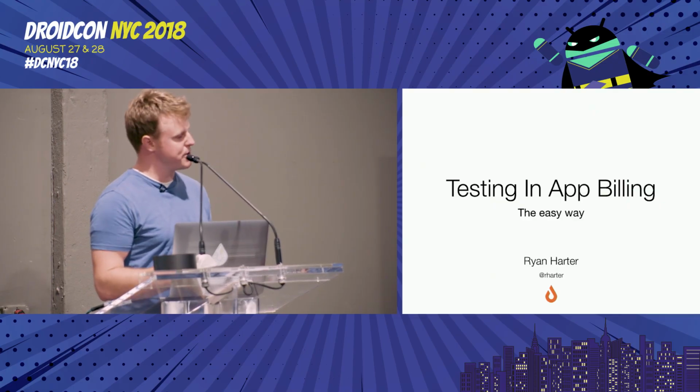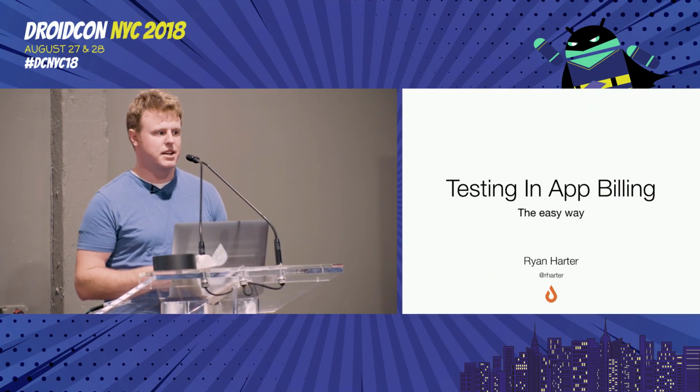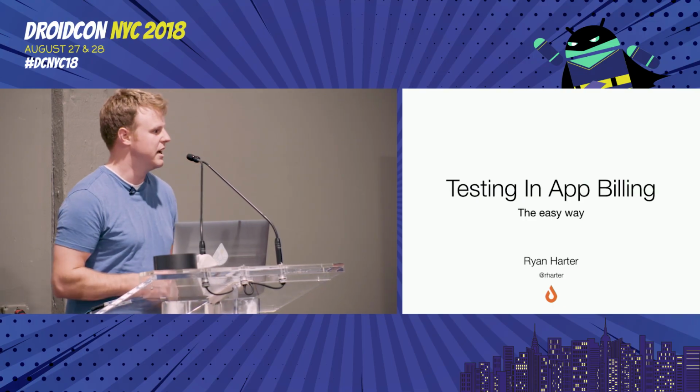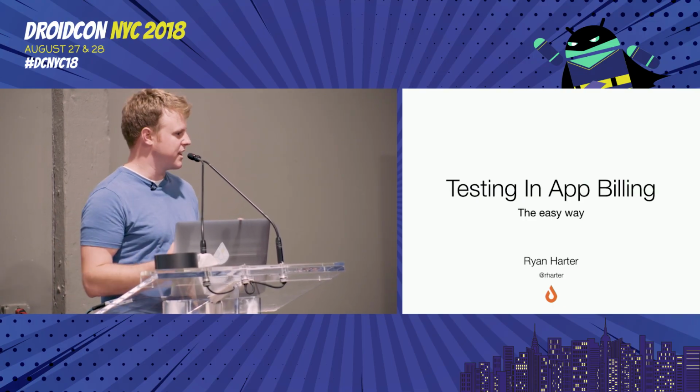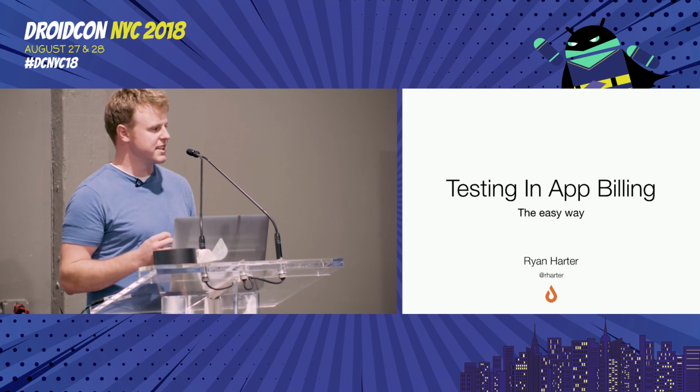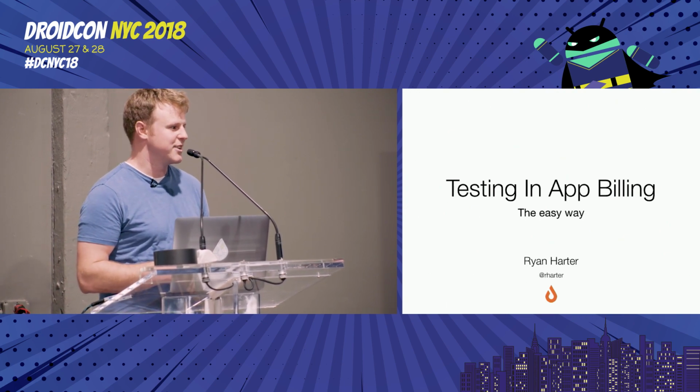So our primary app at Pixite, its primary revenue source is subscriptions, in-app subscriptions. So I spent a lot of time dealing with in-app billing and subscriptions and that sort of thing. And one of the things that I found is that it's really hard to test, all right?